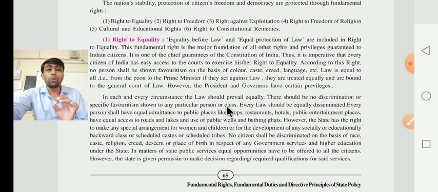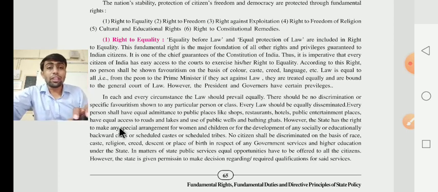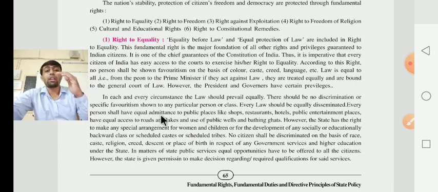It means in the law there is no kind of discrimination or favoritism we can show to any particular person or class. Every law should be equally disseminated. Disseminated means prasarit karna, that every person shall have equal admittance to the public places. It means every person shall have equal admittance.